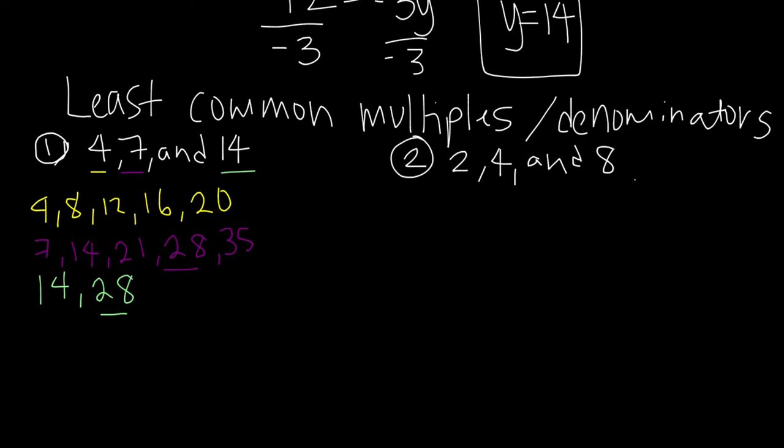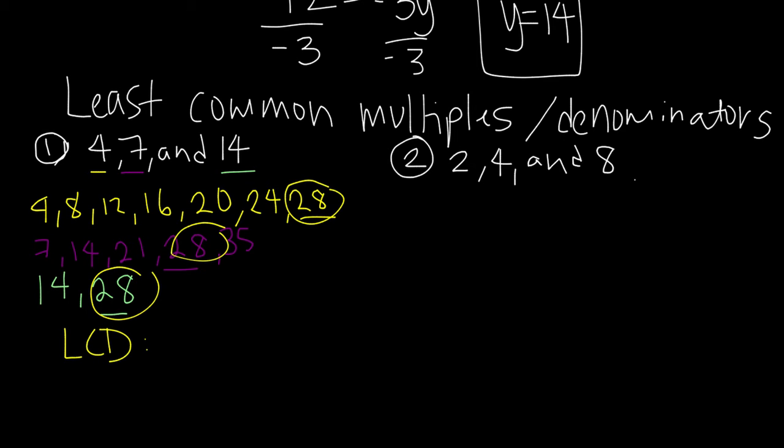And we can see now that 7 and 14 line up at 28, but we don't have enough multiples of 4 written. So let's write a couple more. So 24, 28. Yes, those do line up at 28. So for these numbers, 4, 7, and 14, our least common denominator that we would multiply by would be 28 to clear out all the fractions.